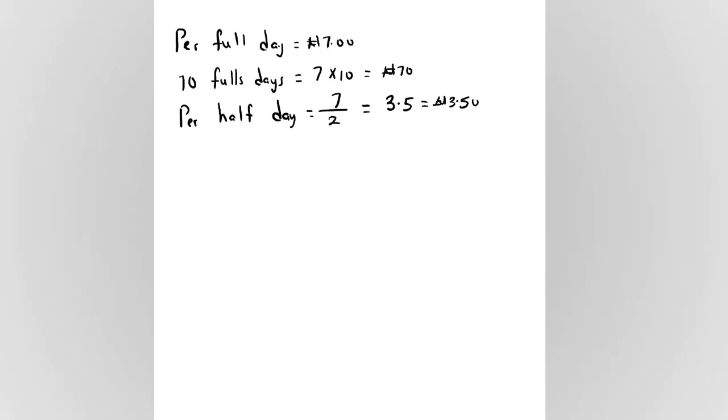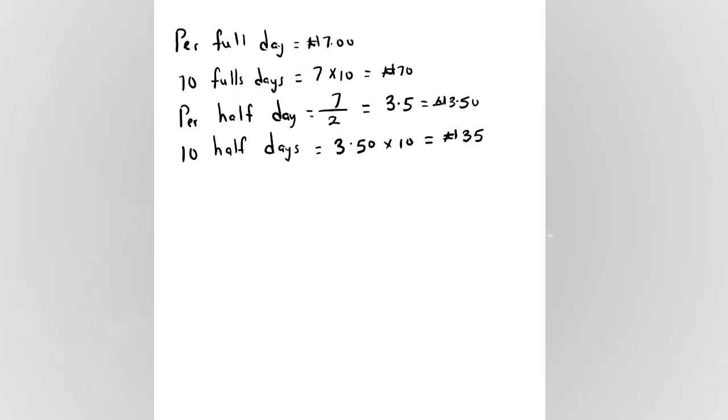And then he worked for 10 half days. So 10 half days is equal to 3 naira 50 kobo times 10, which is equal to 35 naira, because when you multiply 3.5 times 10, you move the decimal just one place, so you have 35 naira.